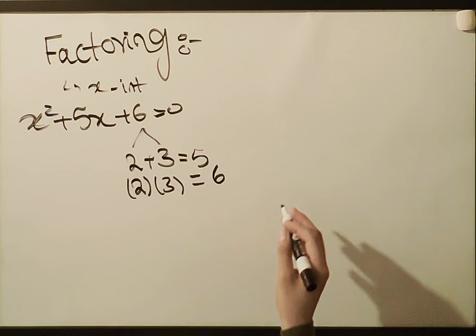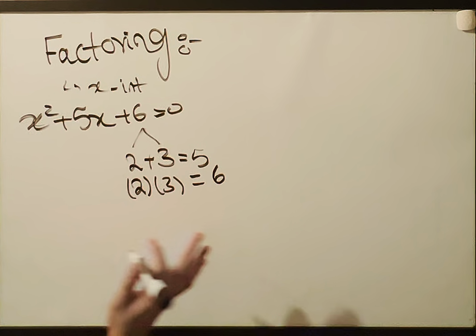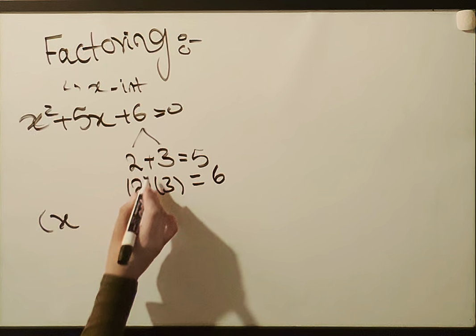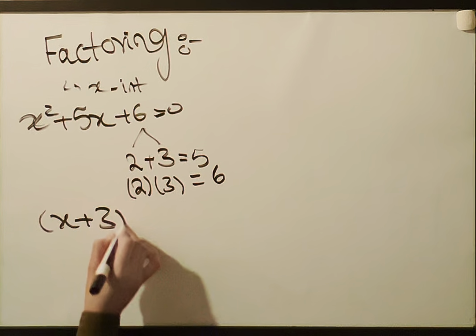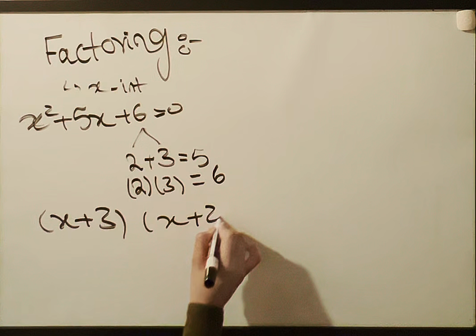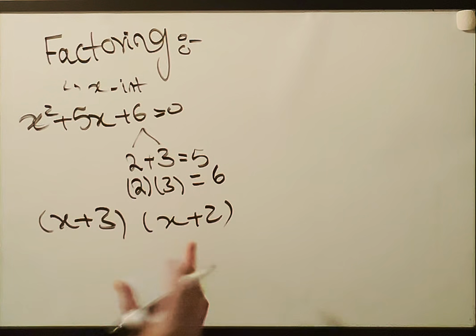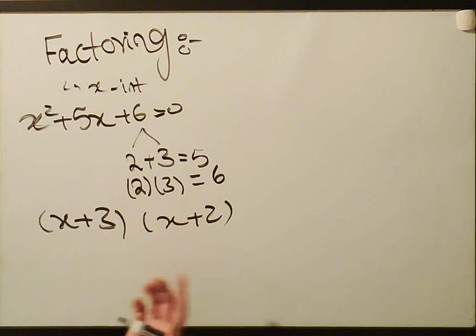We can just use this shortcut and write this in its factored form. The way we write it down is x plus 3 and then x plus 2. Again, these two can be switched, like their spot can be switched. You can put 2 in here and 3 in there, but you have to have both of them in here.